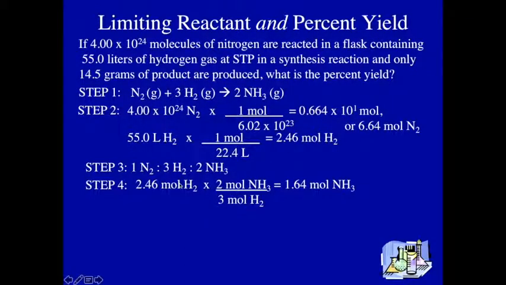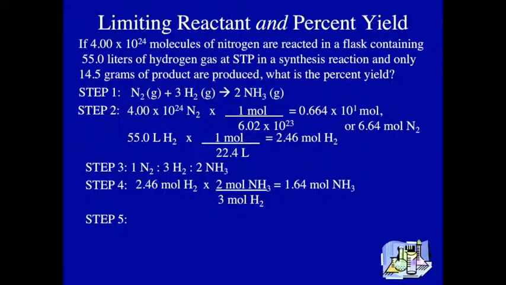So now for my conversion, I do my 2.46 moles of hydrogen. My mole ratio is 2 moles of ammonia for 3 moles of hydrogen, because it's asking about product. That's my only product. Once I do this, I do 2.46 times 2 divided by 3, I get 1.64. My moles of hydrogen, these units cancel out. I end up with 1.64 moles of ammonia.